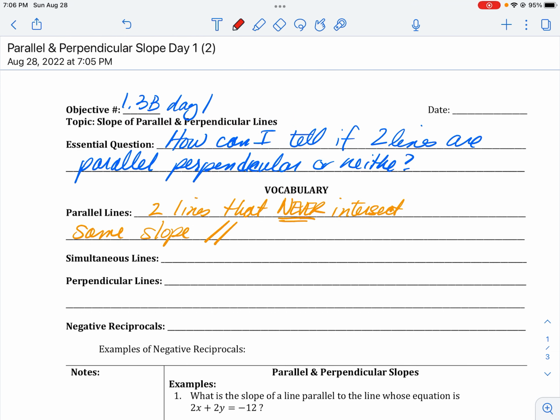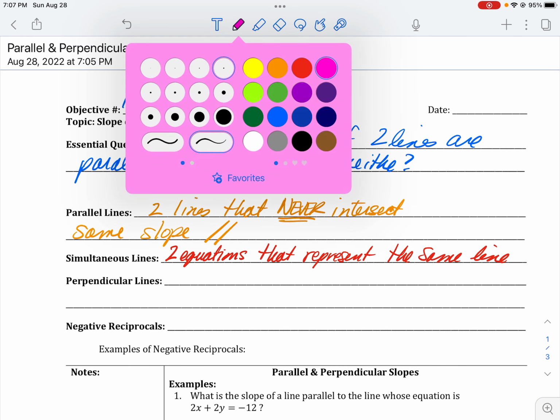Simultaneous lines are two equations that represent the same line. We'll talk more about that further down in the notes.